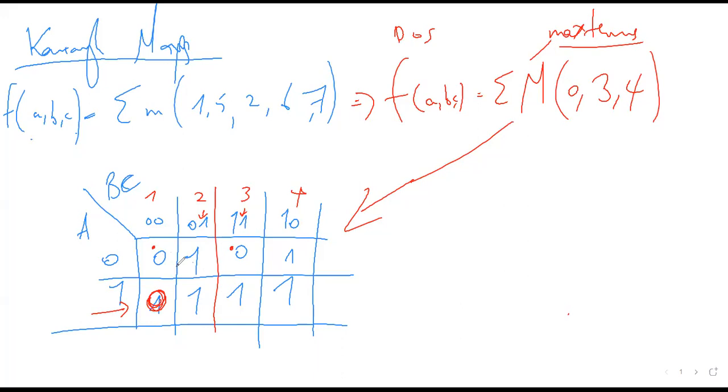Now, when we are grouping zeros, we have this group here. It's also minimization. Then we have this one. It's also minimization.